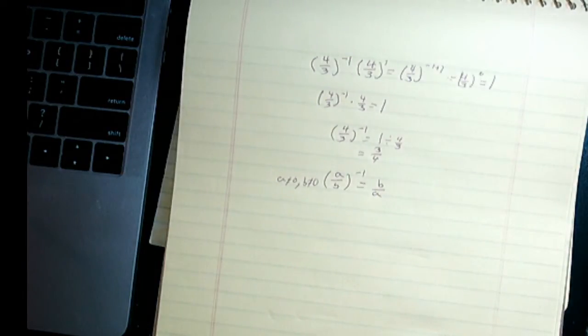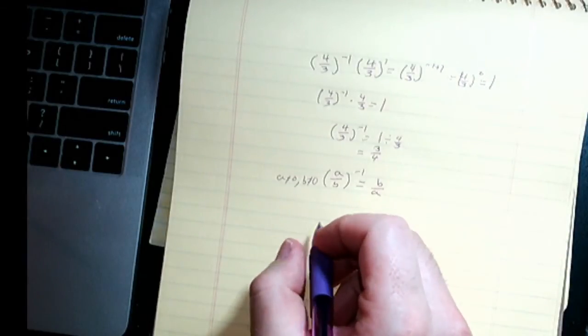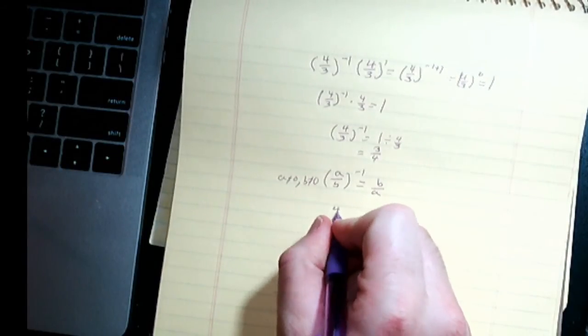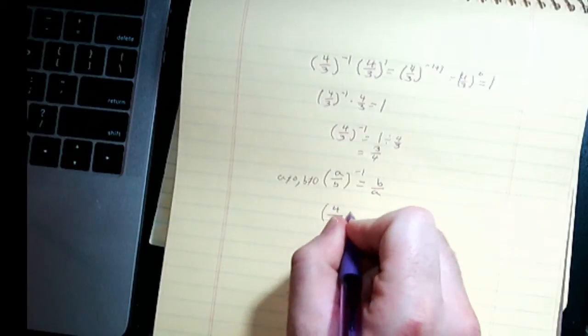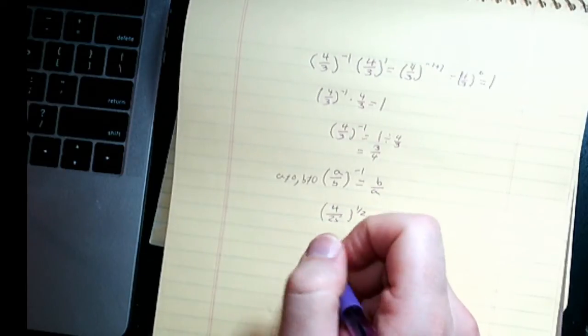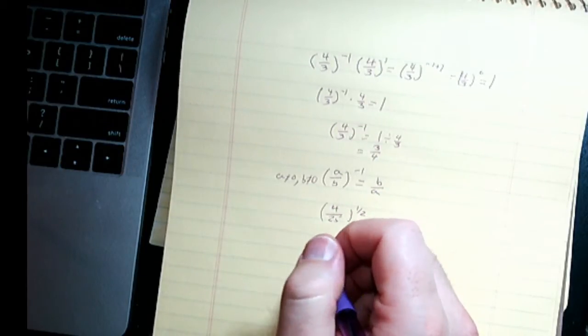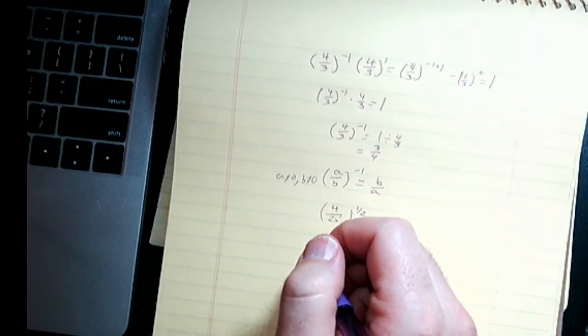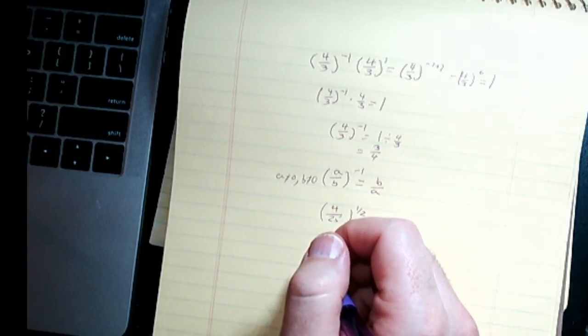How about the fractions? Remember, we had a -1/2. Let's first look at +1/2. What is 4/25 to the 1/2 power? And the answer is, right now, officially, I don't know. I mean, I do know because I've taken this class before, but let's pretend we don't know.